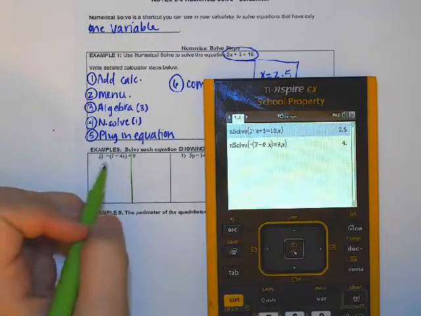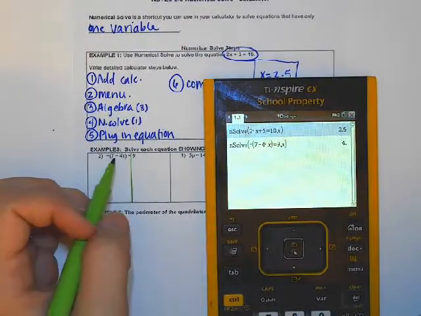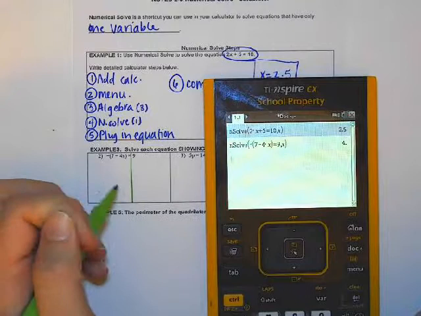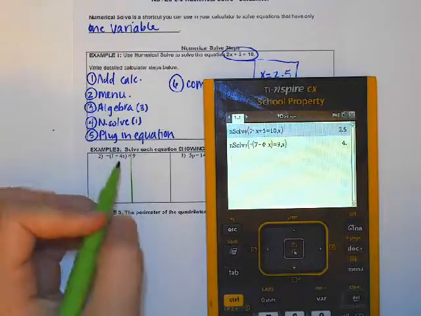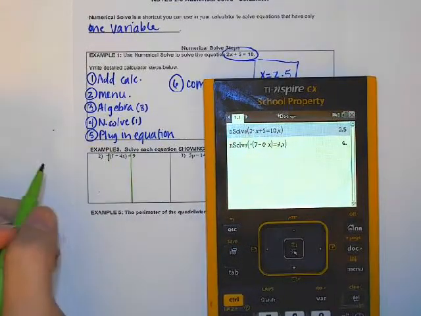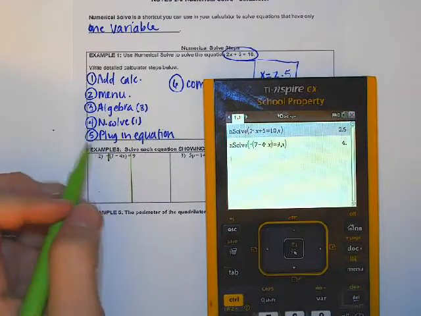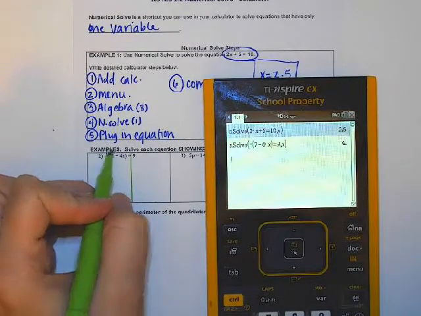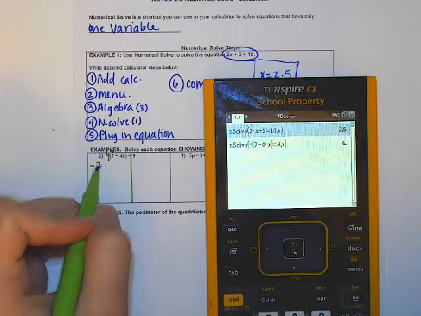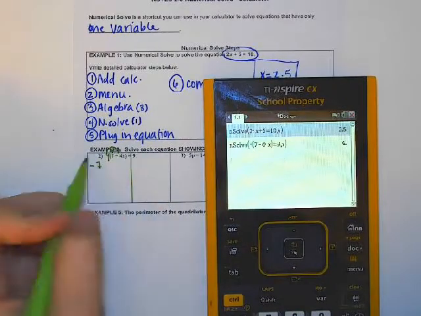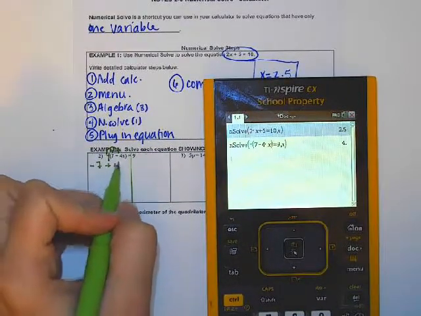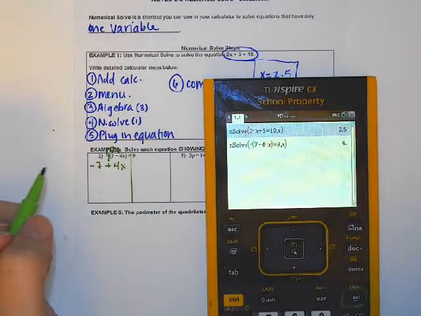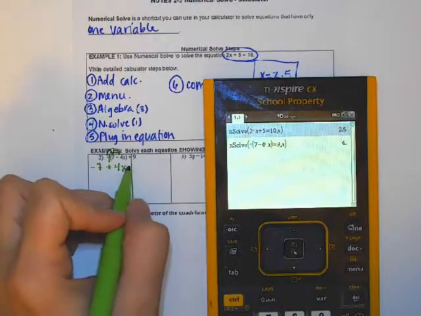What am I going to distribute? The negative 1. Thank you. Negative 1 times 7 is negative 7. Negative 1 times negative 4x is positive 4x. So I distributed. Now I got to bring everything down.